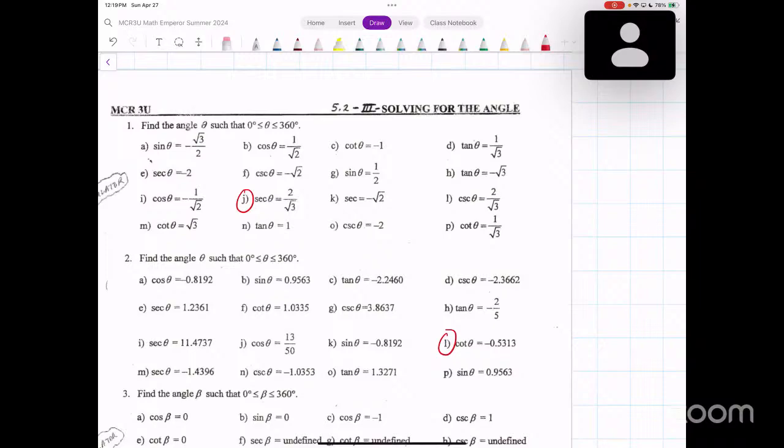Okay. Let's see the other way. How come you can get 210? You're working with cos. So cos is positive in the second quadrant. You need to rewrite the CAST.